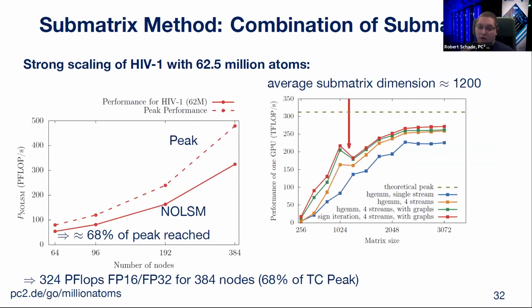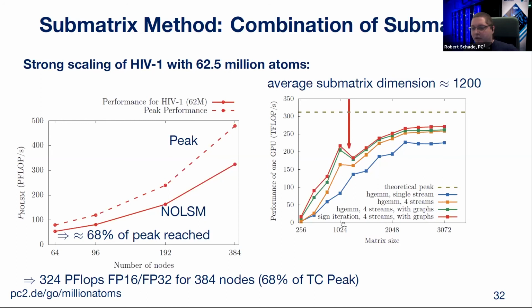Also, you might be asking, how close do we get to the actual peak performance that's available? That's shown here for the same system as in the previous slide, again for 64 to 384 nodes. On the y-axis, we have the achieved performance in the submatrix method. In the dashed line, you see the peak performance, assuming 312 teraflops per GPU. And here on the red line, you see the performance of the submatrix method, which gives us about 70% of the peak performance that's available in the tensor cores in FP16 multiplications with FP32 accumulate.